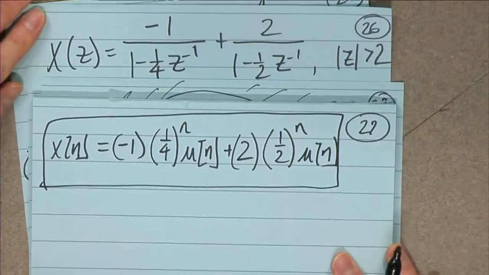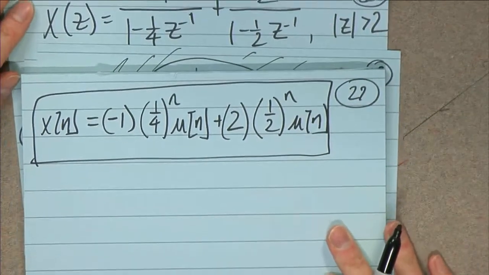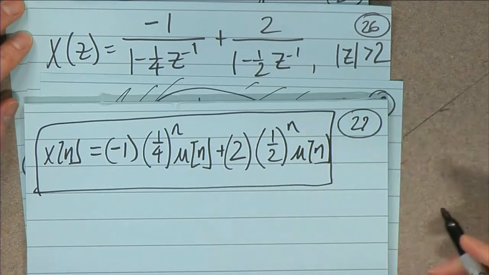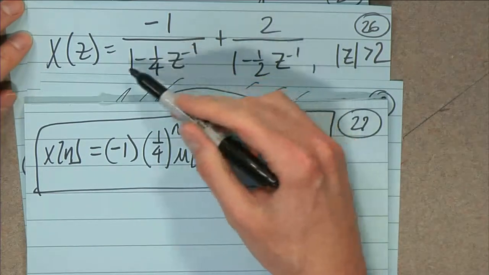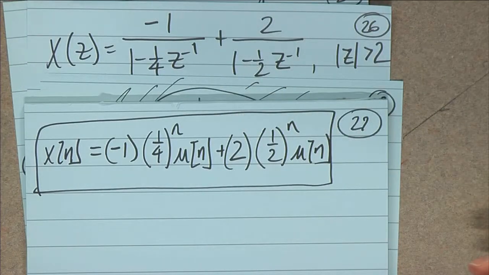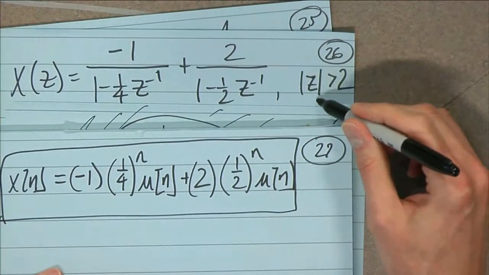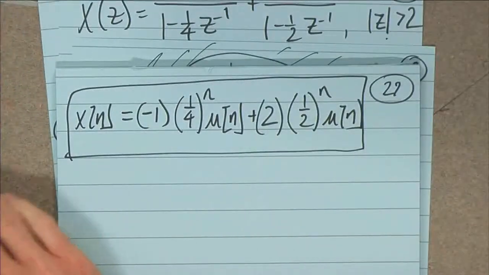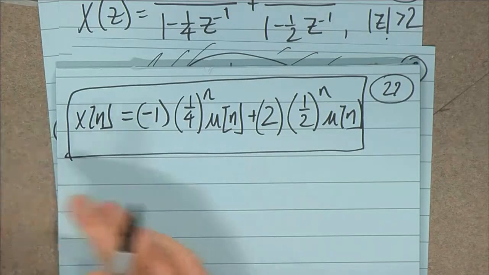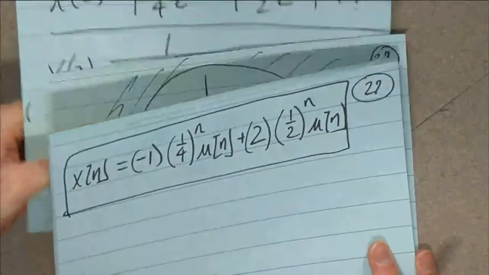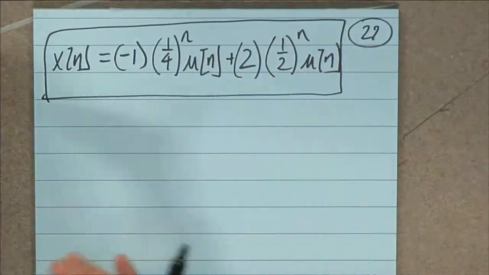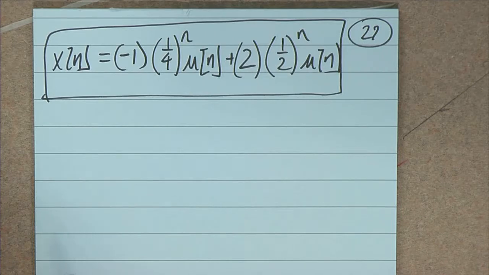Now if you go look in table 3.1, I don't have it in front of me, but if I did, I would put it on screen, there are left-sided sequences that correspond to 1 over 1 minus 1/4 z inverse. And I think if you recall, it's like 1/4 to the n, u of minus n minus 1, something like that. You can get left-sided sequences, but we know that's not the case because we're given the region of convergence is this. So just a note there. Okay, that pretty much squares away case 1.